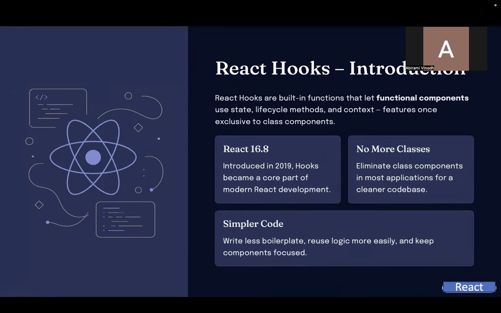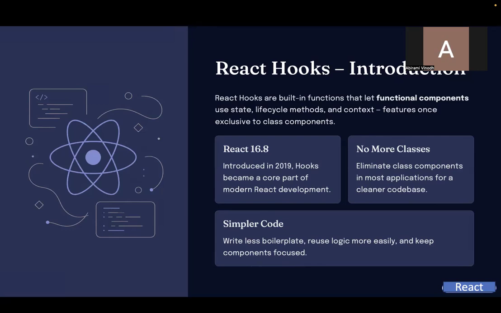Before React version 16.8, developers had to use class components whenever they needed state management or lifecycle methods. Functional components were simple, but they couldn't store state or react to lifecycle events. To solve this limitation, React introduced hooks, which have less boilerplate code, reuse logic more easily, and keep components focused. This made applications much simpler and cleaner.